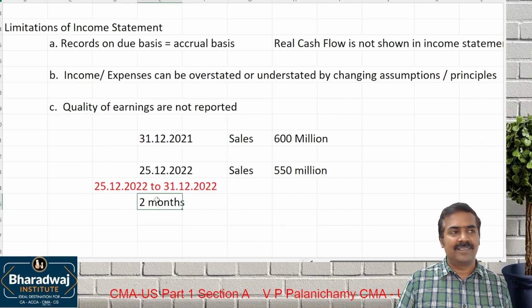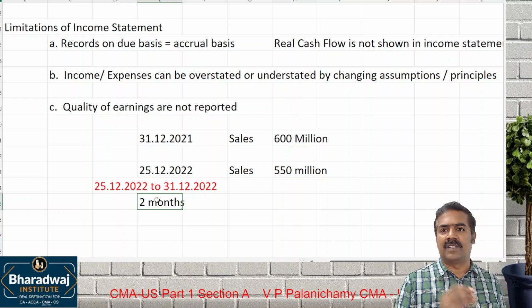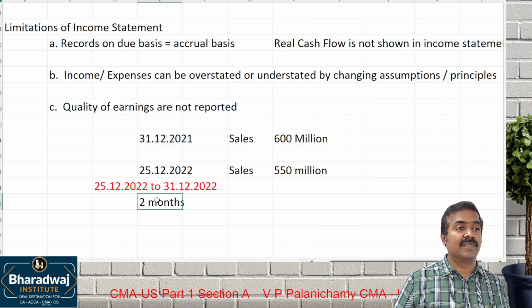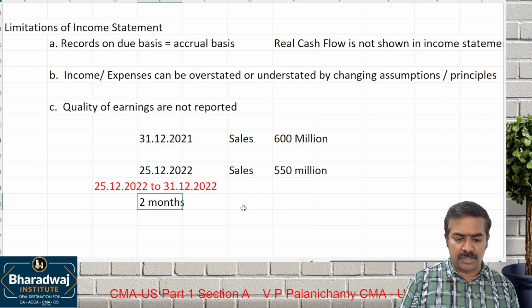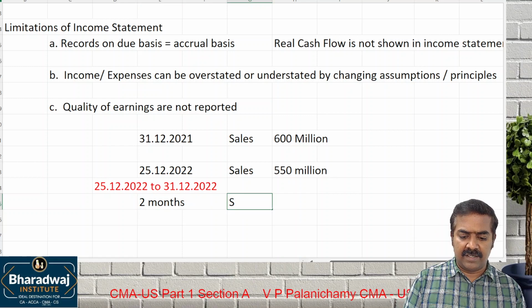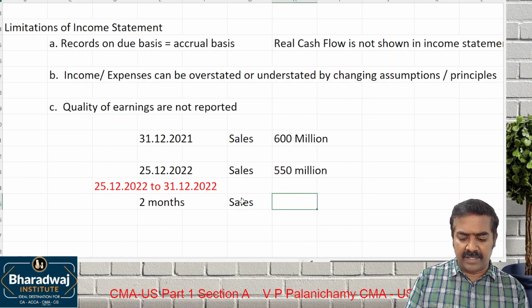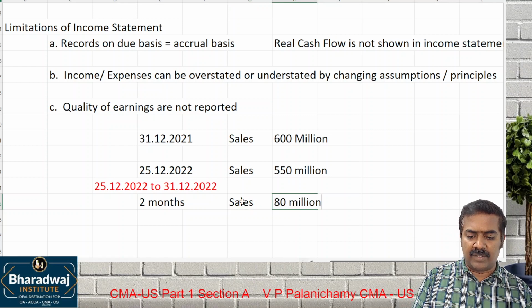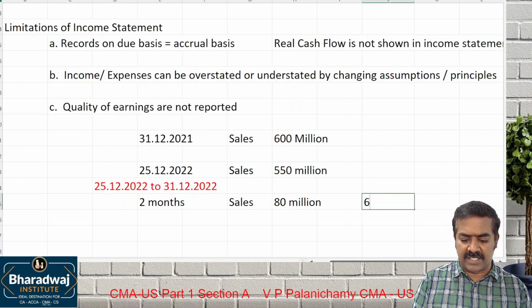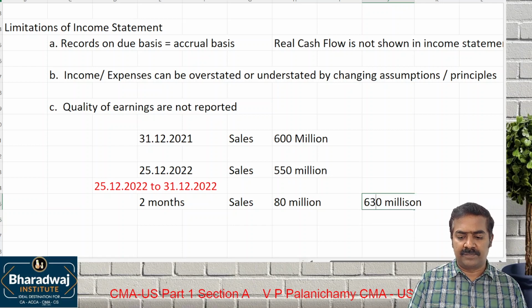Will you buy? Yes. Normal sales, what is the credit period given? 10 days. But for this sale, for the next 6 days, we are giving 2 months credit. Will it inflate the sales? Yes. Let's assume sales for the next 6 days became like 80 million. Now, what is the sales I will report? 550 million plus 80 million. The total sales I will report is 630 million.